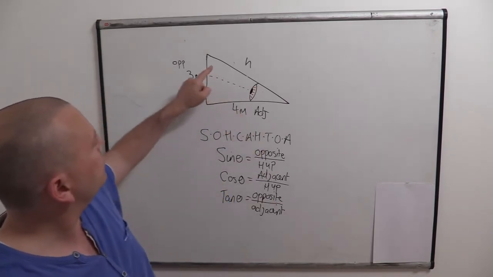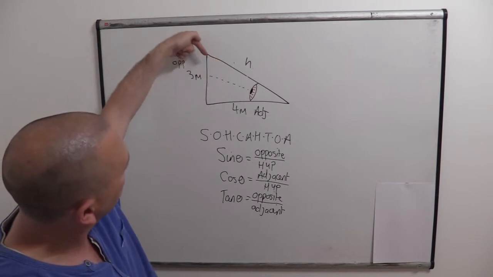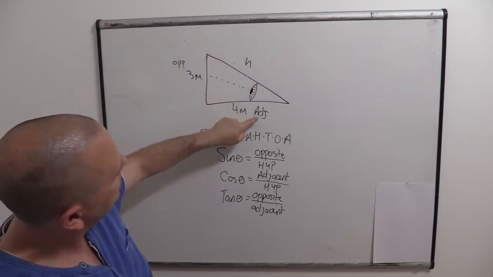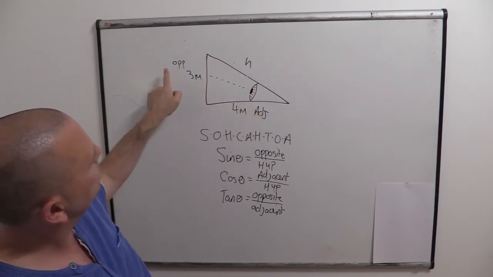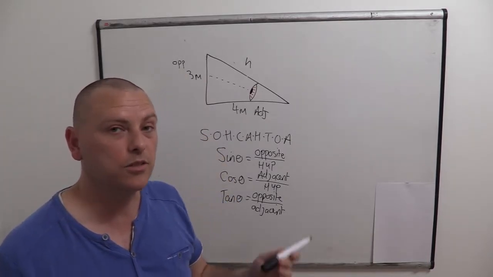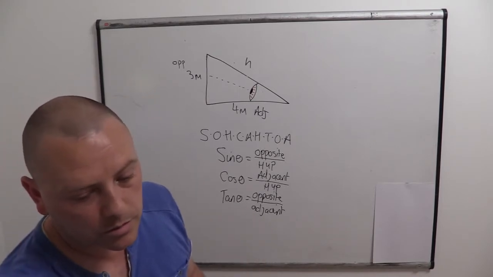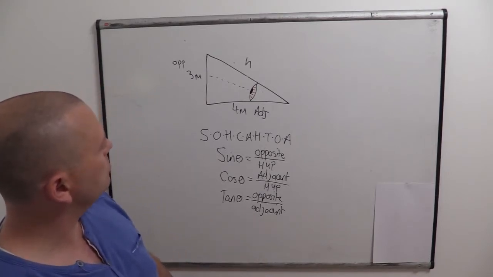What if the angle was up here? Well, it flips. So the eyeball would be looking this way, and now this would be the opposite, and that would be the adjacent. So it's important to make sure you get that right, otherwise you're wrong from the start really. So, which one are we going to use?